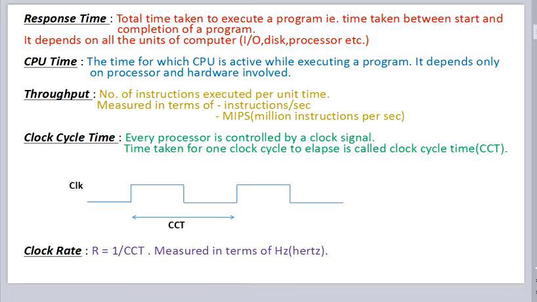Next we have throughput. Throughput is defined as the number of instructions executed per unit time. It is measured in terms of instructions per second or MIPS, that is, million instructions per second. Next is clock cycle time. Every processor is controlled by a clock signal. The time taken for one clock signal to elapse is called clock cycle time. Next is clock rate. Clock rate is simply the reciprocal of the clock cycle time, measured in hertz.